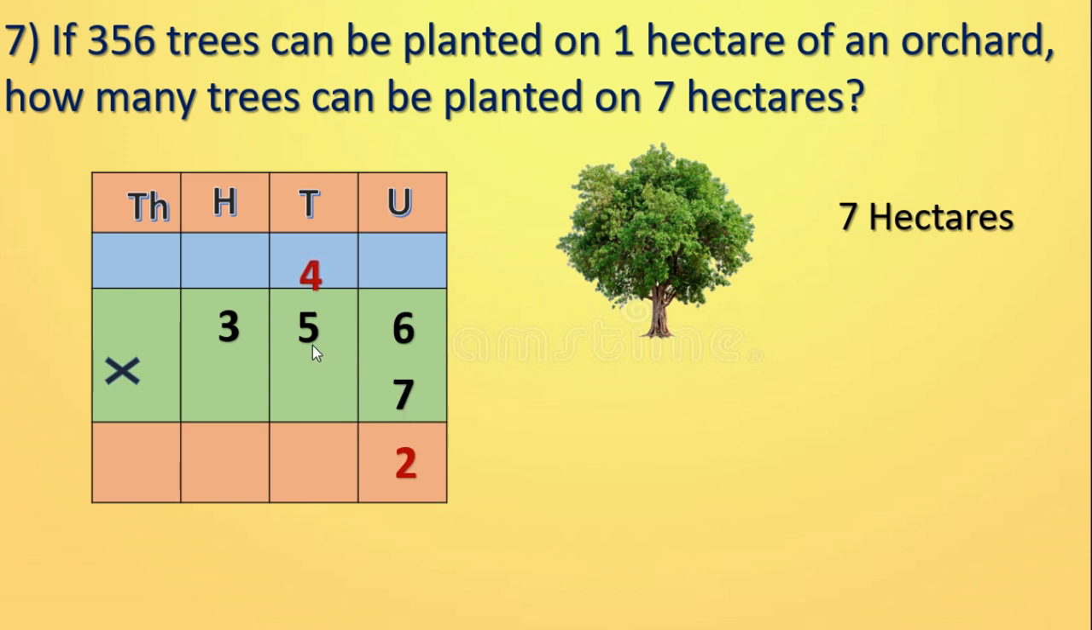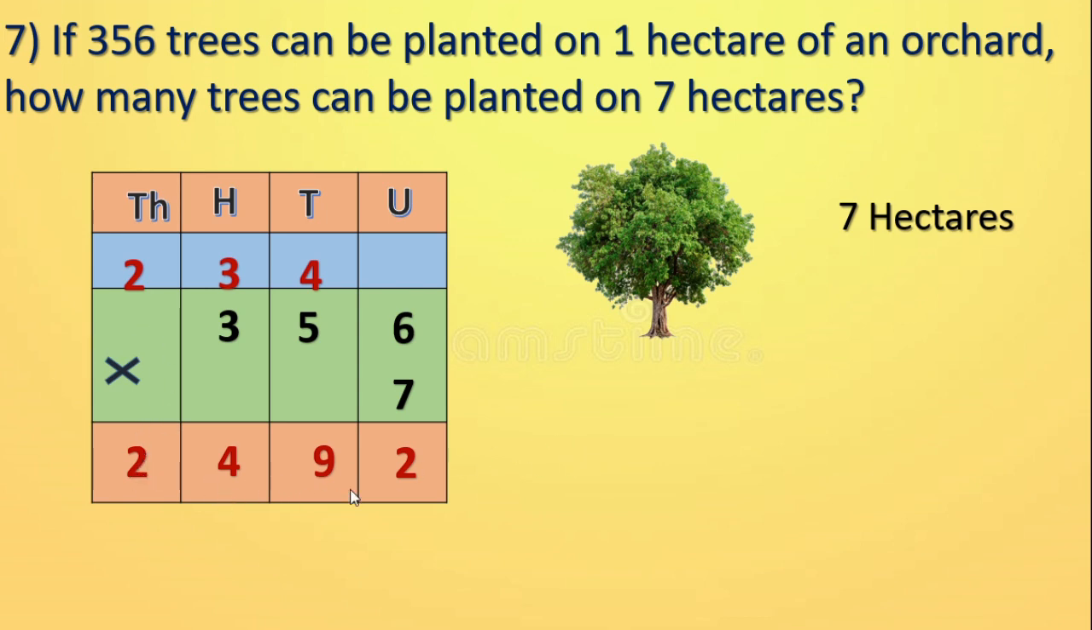Now 7 fives are, yes, 35. 35 plus 4, that is nothing but 39. 9 will remain in tens column and 3 is carried over to hundreds column. Now 7 threes are 21 plus 3, that is 24. 4 will remain here and 2 is carried over to thousands column. And let us write 2 here, okay, because nothing is there.